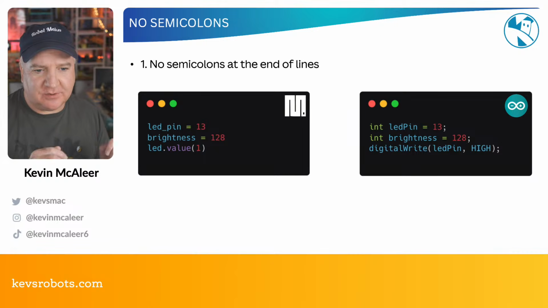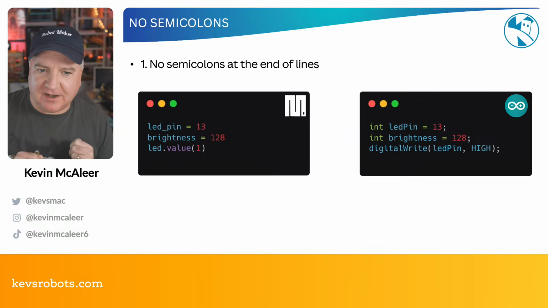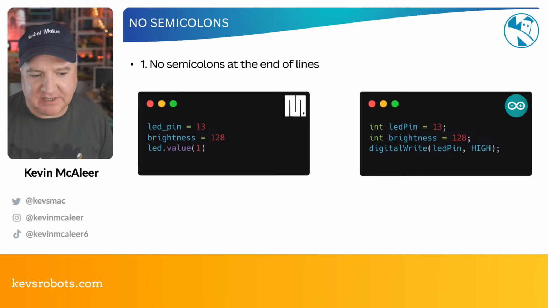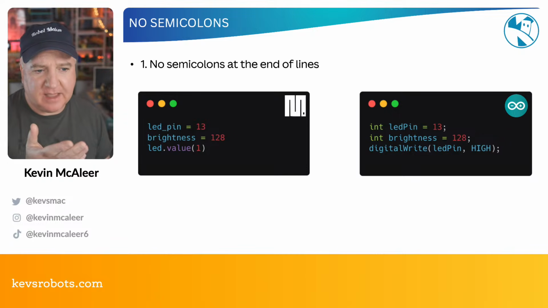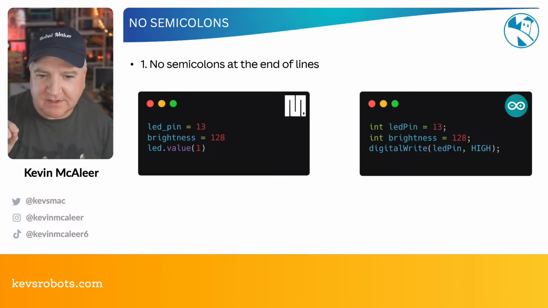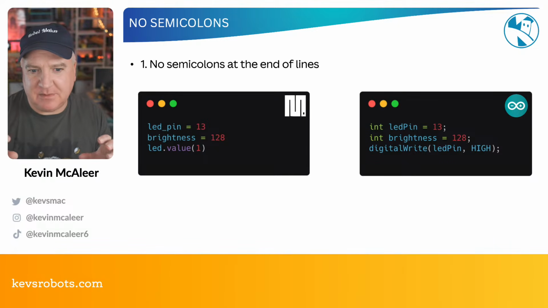So on the left hand side we've got some MicroPython. On the right hand side we have some Arduino/C++ code. And you can see they're doing the same kind of thing. So the LED pin equals 13. On the right hand side, LED pin equals 13, but with semicolons. And they're just extra bits of cruft at the end of the line that tell the compiler that this is the end of that particular statement, and what comes next is its own statement.